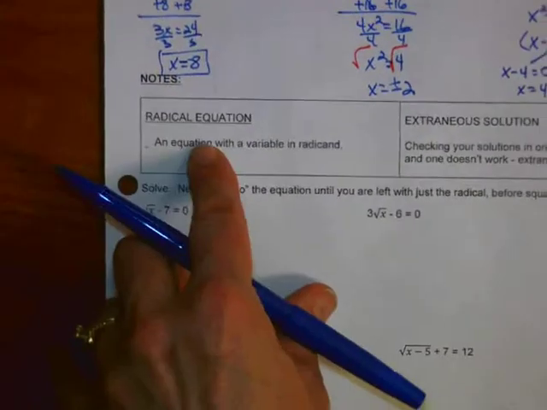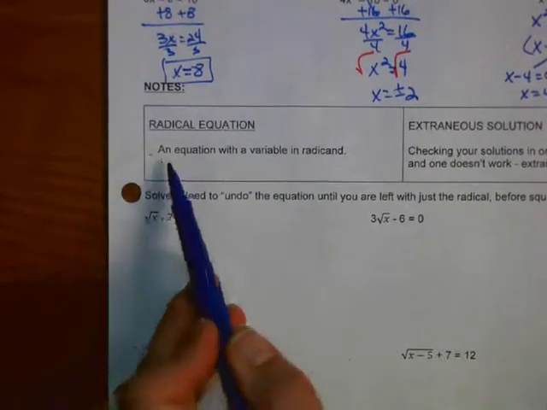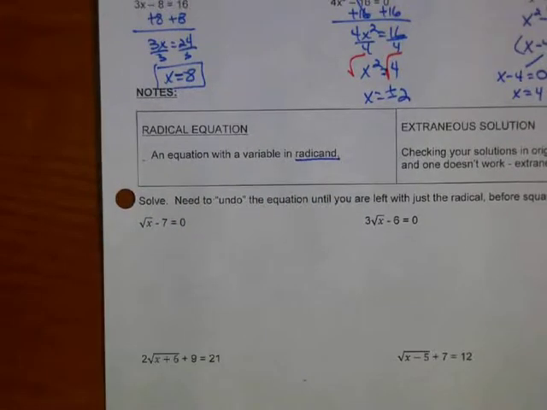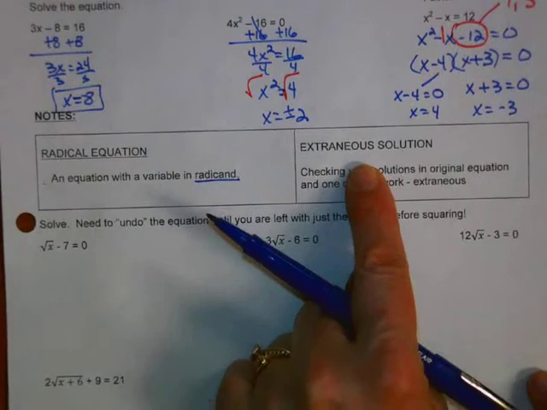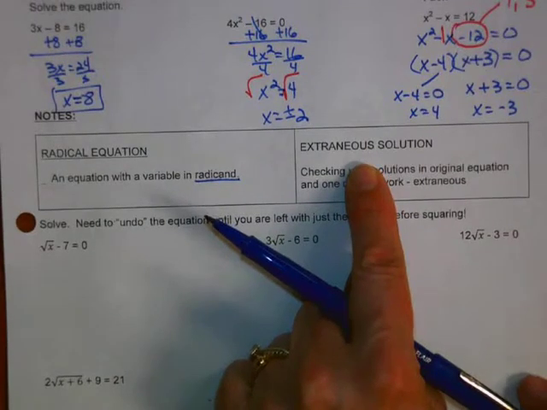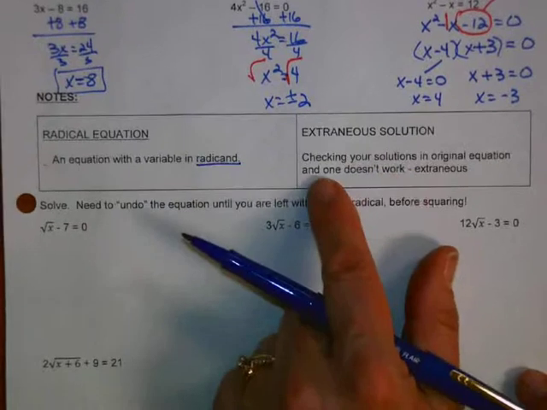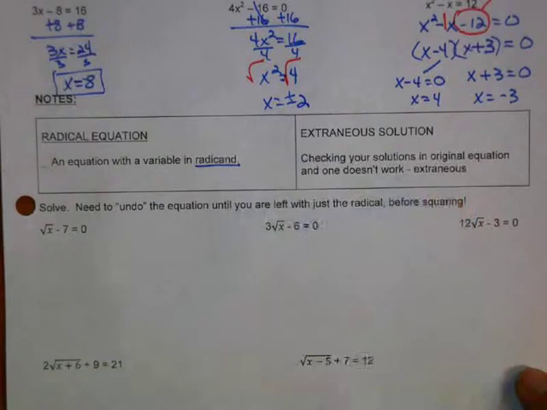All right, radical equation. We looked at radical expressions already. An expression doesn't have an equal sign. A radical equation is an equation with a variable in the radicand. Do y'all remember what a radicand is? The stuff underneath? Like the discriminant. It's like the discriminant, yes. Extraneous. Say it. It's a fun word. Extraneous. An extraneous solution. Checking your solutions in the original equation, and if one doesn't work, it's extraneous. And we're going to look into that.